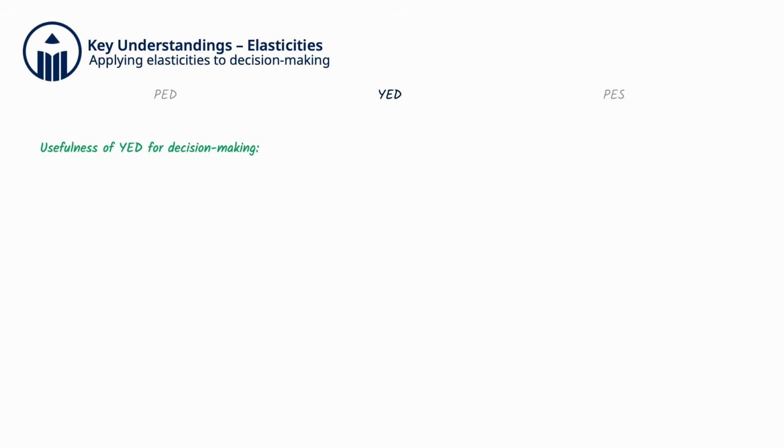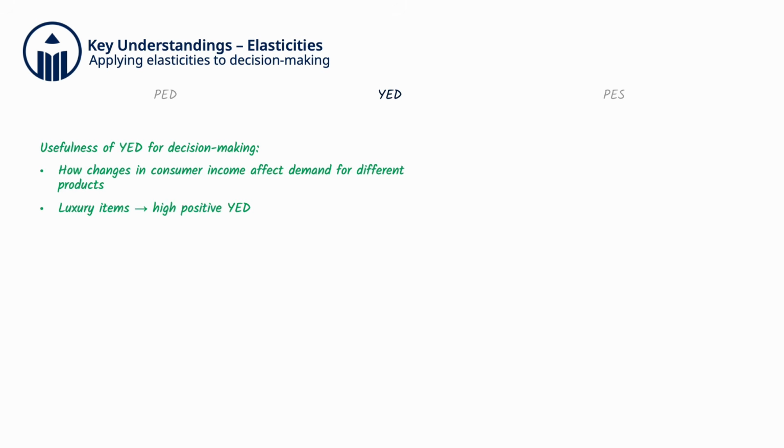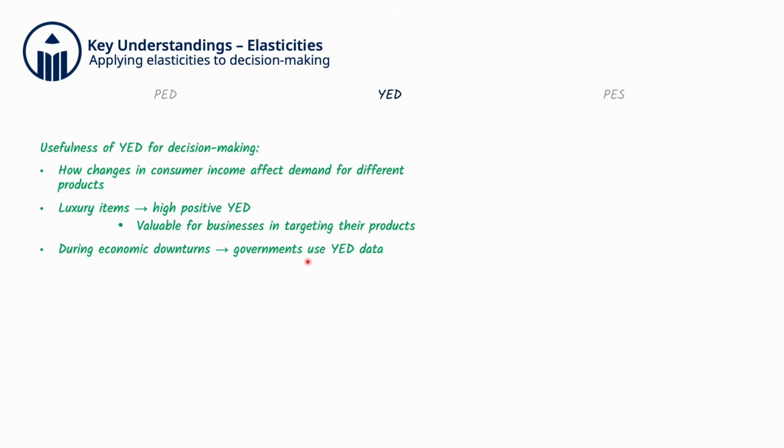Income elasticity of demand, YED, is equally important for decision making. YED helps businesses and governments understand how changes in consumer income affect demand for different products. For instance, luxury items typically have high positive YED, meaning demand increases significantly as income rises. This information is valuable for businesses in targeting their products. Similarly, during economic downturns, governments can use YED data to predict which industries might need support and how changes in income will affect different sectors of the economy.